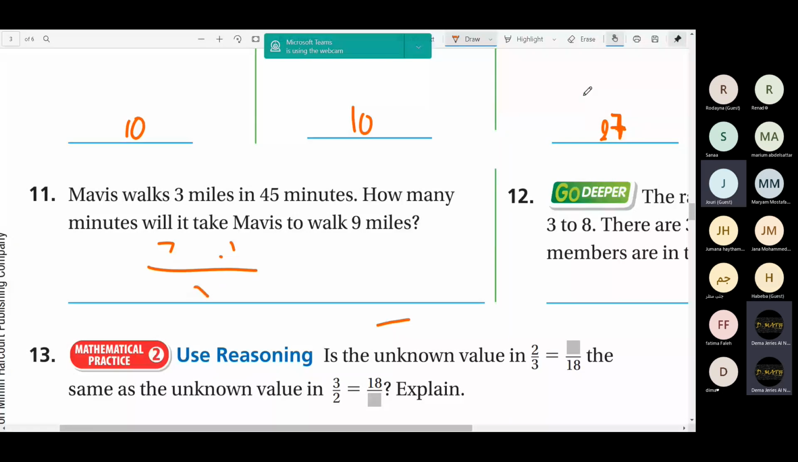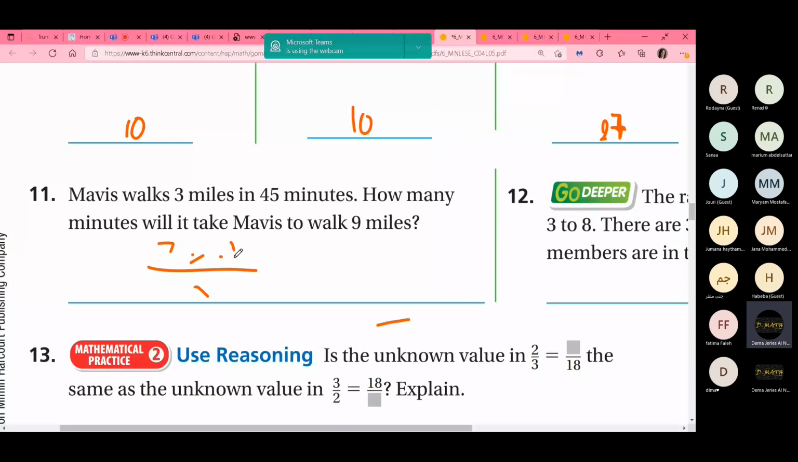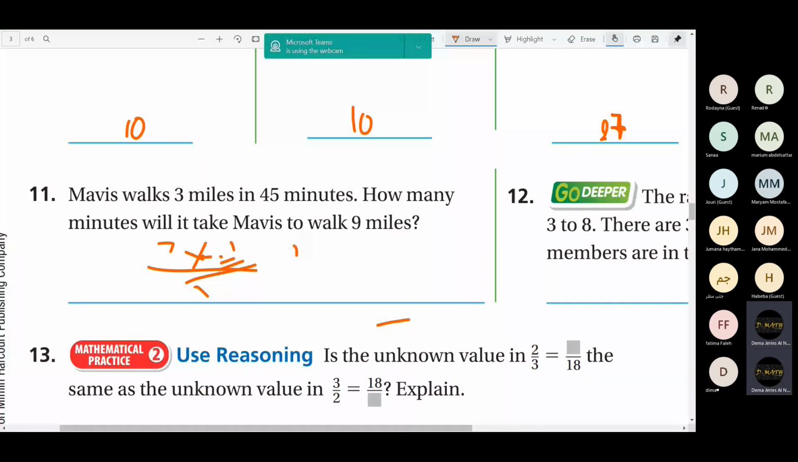Teacher, the second period started. It's okay. Tomorrow I will solve number 11 with you, then we will continue our lesson. I will start a new lesson.